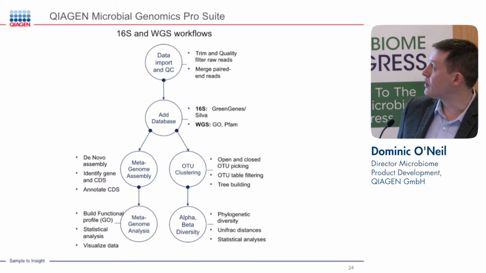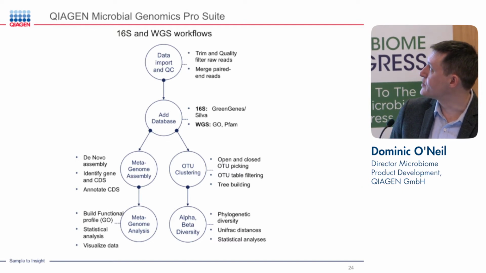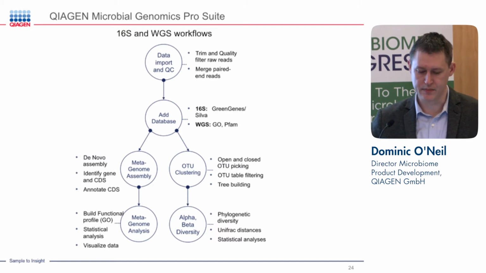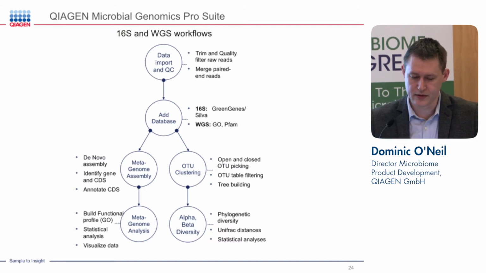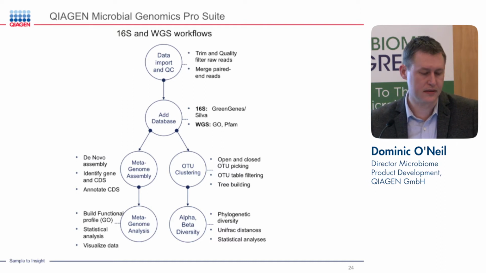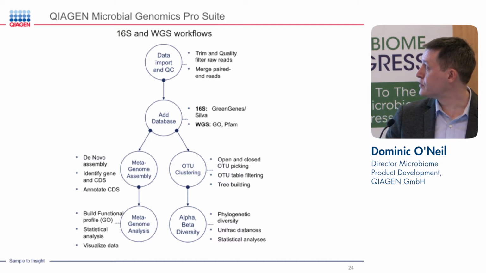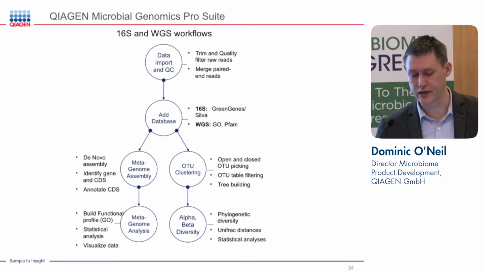And so our workflow in the Microbial Genomics Pro Suite looked something like this. We took our raw reads from the MiSeq, imported them in, did trimming and quality filtering of all of the reads. We merged our paired end reads, added in databases that we were interested in. For 16S, we were looking at Greengenes. For whole genome sequencing, we were looking at gene ontology and PFAM. And we did OTU clustering. You can do open and closed OTU picking, table filtering, tree building.